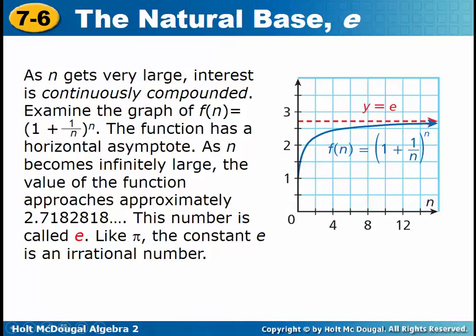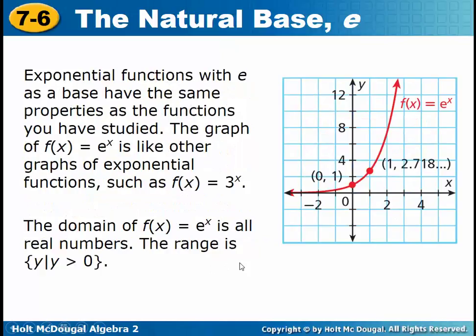And e is the number 2.7182818, and then there's a few more digits after that. That's where e comes from. It's like pi. It's a constant. It's an irrational number. It is a number that we can use like a number, even though it's a letter. We can work with it just like we can with pi.